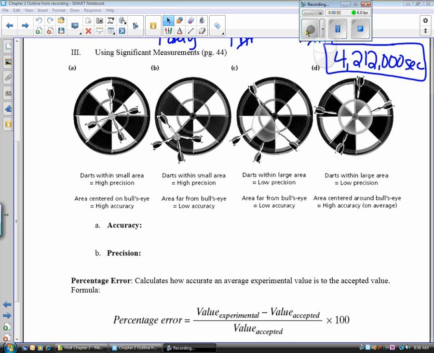Okay, we're going to continue with chapter 2. We're moving on to page 44, using significant measurements. And in order to see what a significant measurement is, we really have to see what accuracy is and what precision is, because a significant measurement means that it's an accurate measurement.